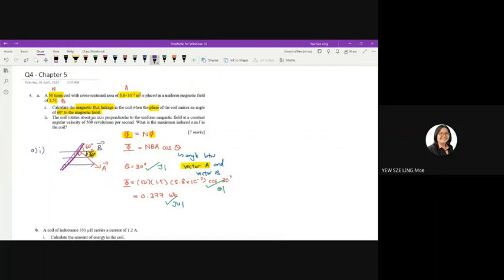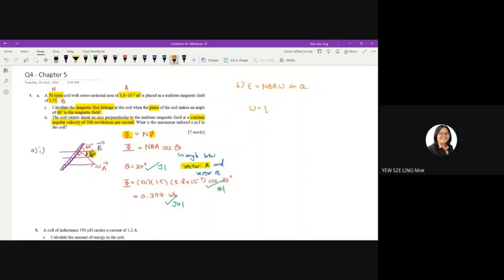Now the coil rotates about an axis perpendicular to the uniform field at a constant angular velocity. You're given the angular velocity, but it is not in SI unit. It is 500 revolutions per second. What is the maximum induced EMF in the coil? Now you are looking at a rotating coil. When it comes to a rotating coil, induced EMF equals NBA omega sine theta.